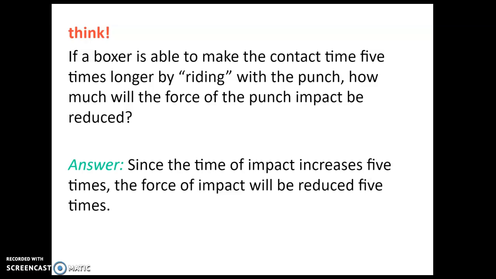If a boxer is able to make contact time 5 times longer by riding with the punch, how much will the force of the punch impact be reduced? Since the time of impact increases 5 times, the force of impact will be reduced 5 times. That's just going back to the equation. If the boxer rides with the punch and increases the time by 5, then the force of impact is decreased by that amount.